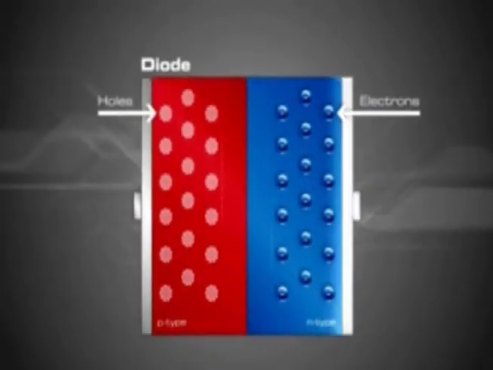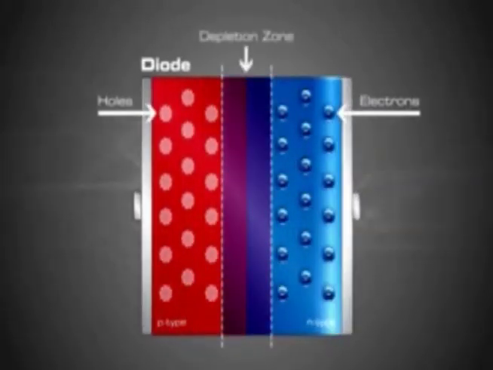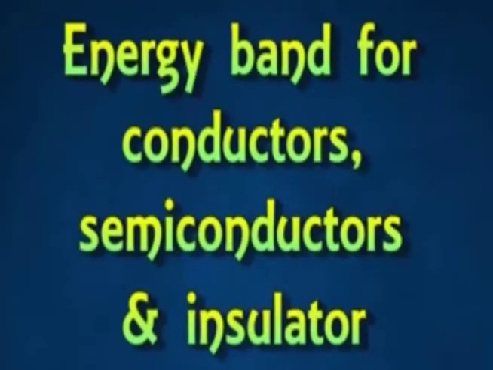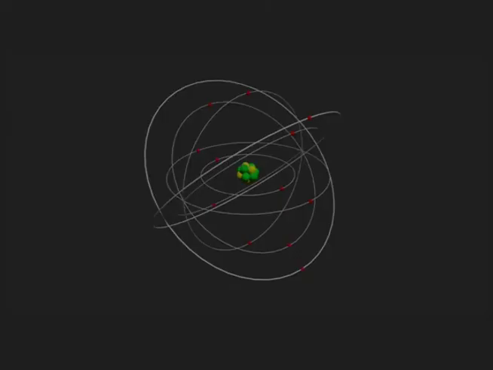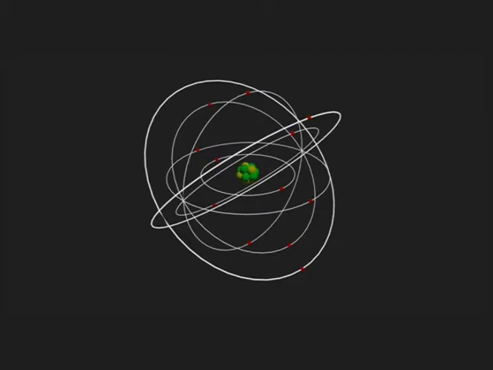The electrical conductors, semiconductors, and insulators can be explained using the energy band theory. An atom consists of a central nucleus containing positively charged protons and neutrons, which are electrically neutral. The nucleus is surrounded by negatively charged electrons orbiting in layers or shells.